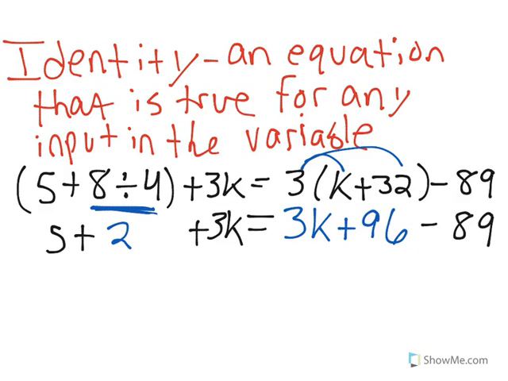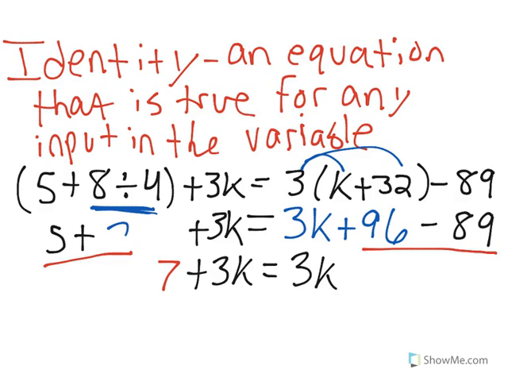Let's combine like terms. You'll notice that the 5 and the 2 are like terms. That's going to give us 7. And then the plus 3k just drops down. Now on the right side, we've got 3k, but then we have like terms in those whole numbers, 96 minus 89. So go ahead and do that now. Do 96 minus 89.